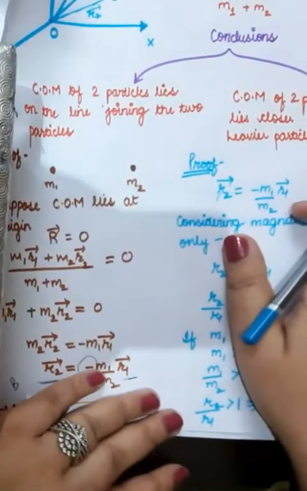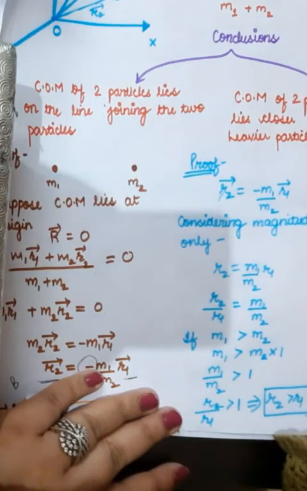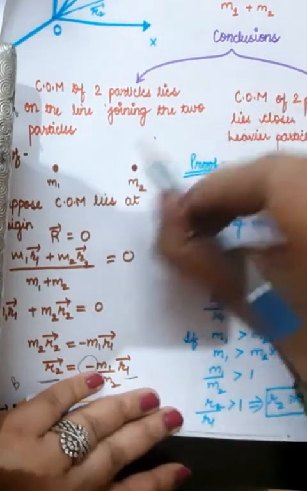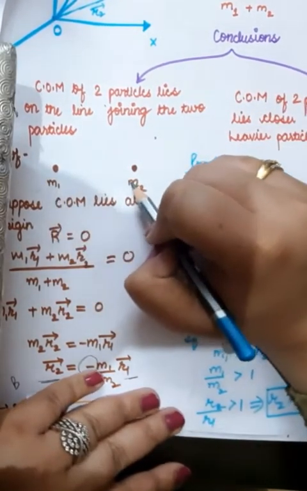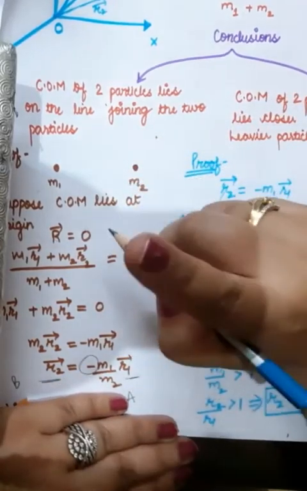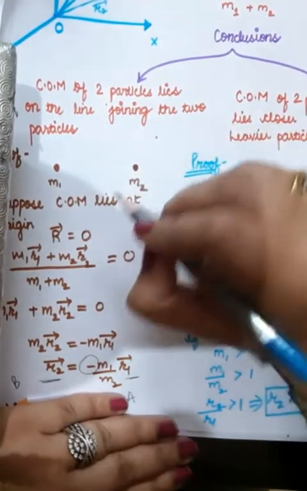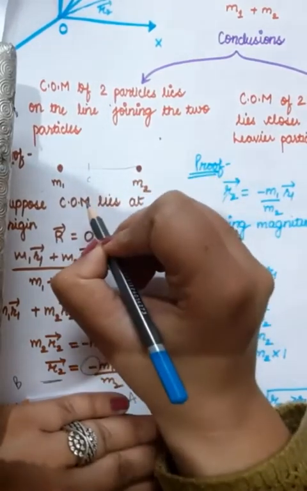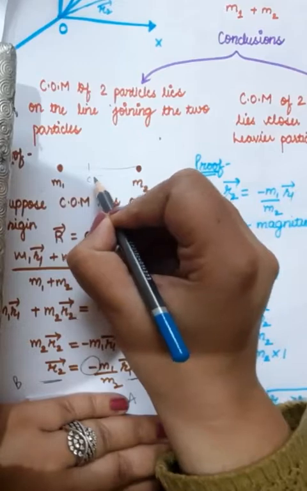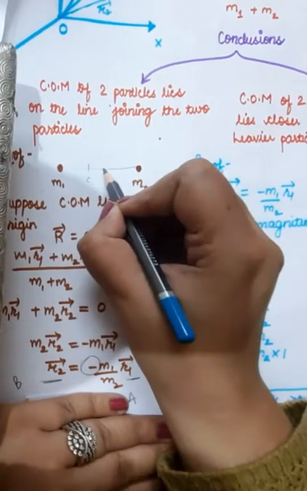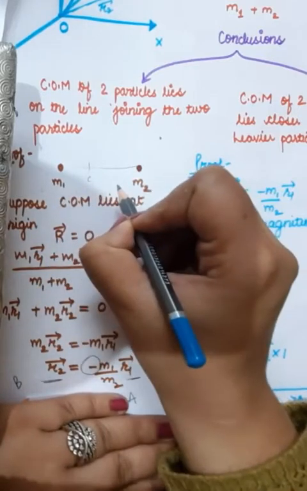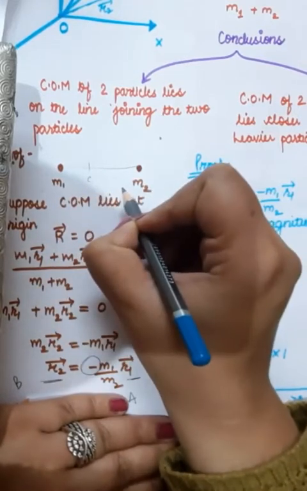Second conclusion, center of mass of two particles lies closer to the heavier particle. Like if you have two particles, M1 and M2, we know that for a two particle system, center of mass always lies on the line which is joining them. But it is not necessary that center of mass would essentially lie at the center of the line joining these two particles, right?